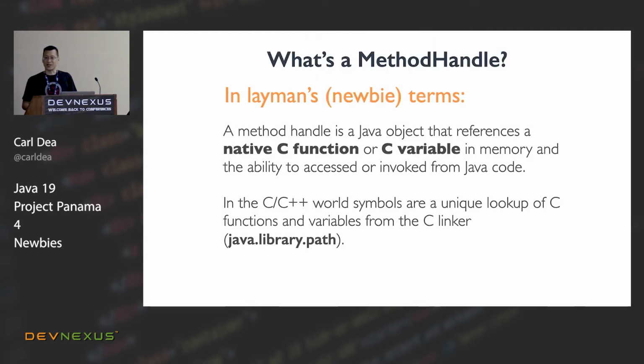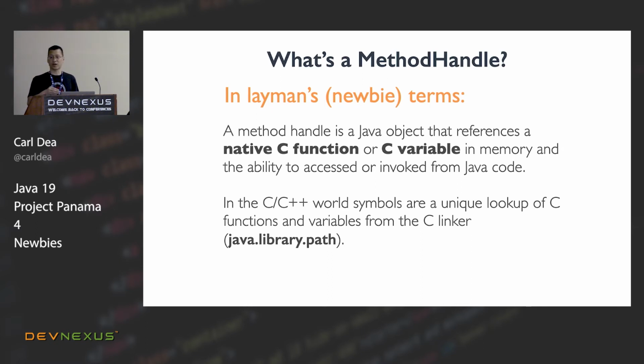So this is my definition of what a method handle is, the method handle API. You could think of it as a Java object that just references a native C function or a C variable in memory. And then you can invoke it however you wish. And of course, just like JNI, you have to set up the property within Java, the java.library.path, so that it can see that library. And usually they're co-located, when you download a jar file, the DLL or the SO or the dylib is sitting right there.